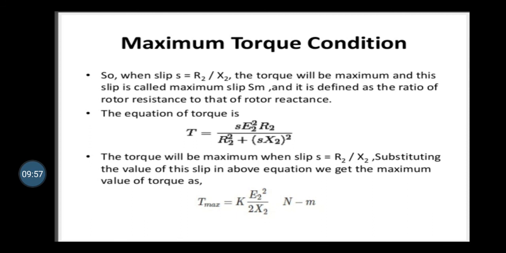The equation of the torque is T is equal to SE2 square into R2 upon R2 square plus SX2 square. The torque will be maximum when the slip S is equal to R2 upon X2. By putting this value in the torque equation, T max is equal to K into E2 square upon 2X2, in Newton meter.